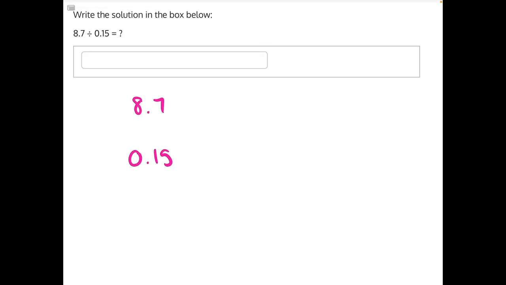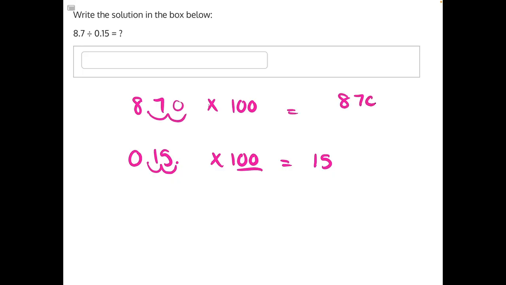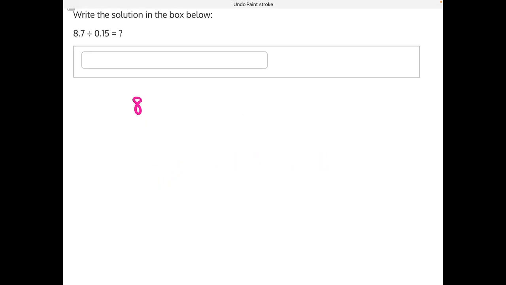And that is going to be times 100, because 100 has two zeros, and when we multiply by 100, we'll move 2 decimal spaces to the right to get the number 15. Whatever we do to our divisor, we also have to do to our dividend so that we make sure it is equivalent. So we'll move this decimal place 2 spaces to the right, giving us 870. And now we can go into long division, where 870 is going to be divided by 15.